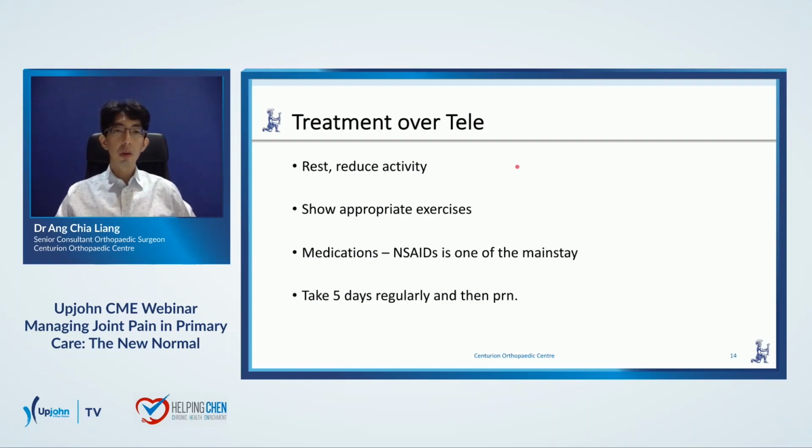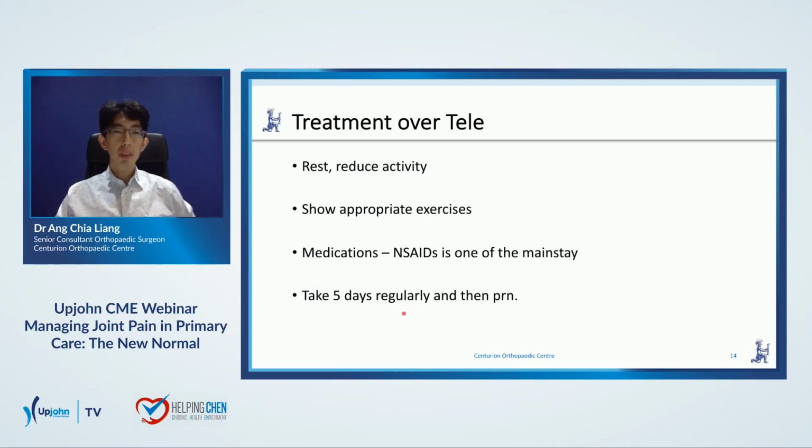So when you have come to a diagnosis, these are the general measures that you can do through tele. You can ask them to rest, reduce the activity. As I showed you, you can show them appropriate exercises for the knee, for the shoulder, the ankle, etc. Now, medications, NSAIDs, truly NSAIDs is one of the mainstay of medications for orthopedic conditions, for joint conditions. And we'll come to that.